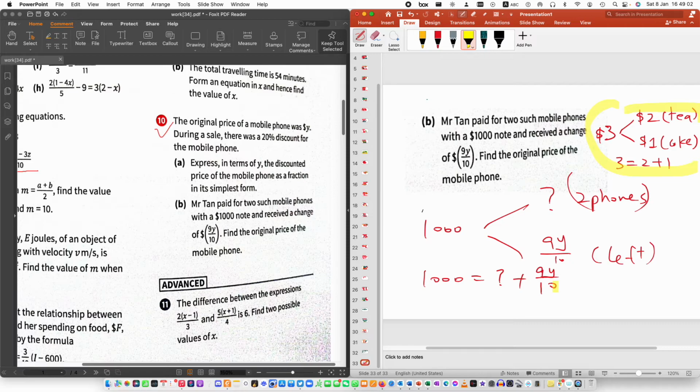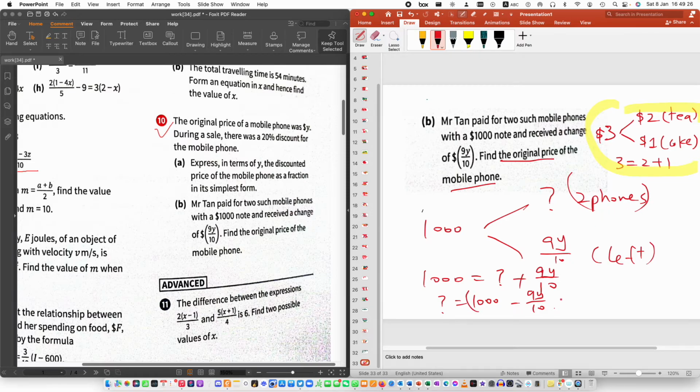Are you clear? So once you get this, then you can find the question mark. Question mark is equal to 1000 minus 9y over 10. Are you clear? So they want to find the original price of the mobile phone. One phone, right? So that means this question mark is 2 phones. Can you see this question mark is 2 phones?